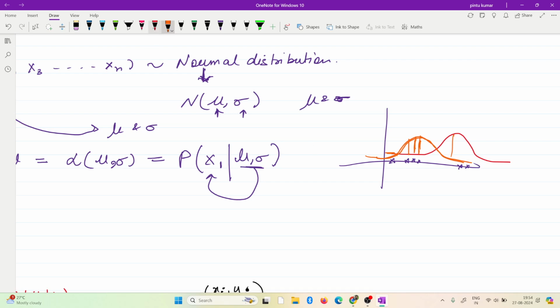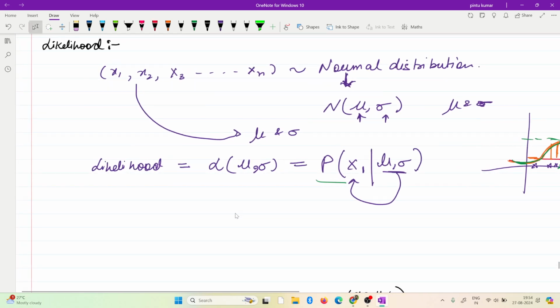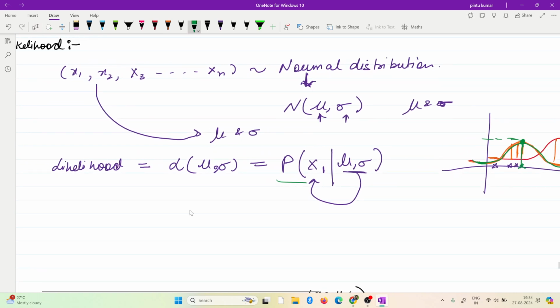So what I mean is, if you are given some mu comma sigma, let's say you have this green orange line. Then for every point, you will calculate the probability of that point. So this value, this height, is your probability, and this is the likelihood of that particular point. Then when you calculate the likelihood of all the points, you take their product.